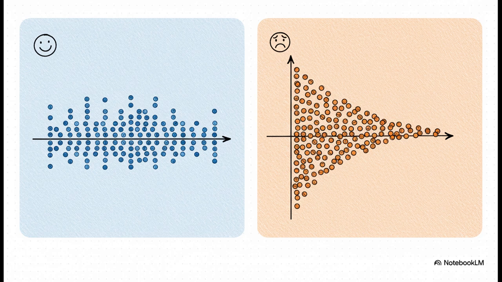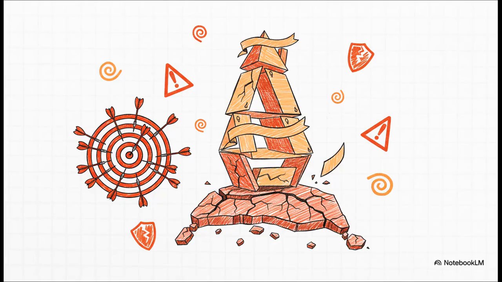But now look at the right. You can see that classic telltale sign of trouble, the funnel shape. As the value on the bottom axis gets bigger, the spread of the errors gets wider and wider. The variance is definitely not constant anymore. So what's the big deal? Well, the consequences are actually pretty serious.